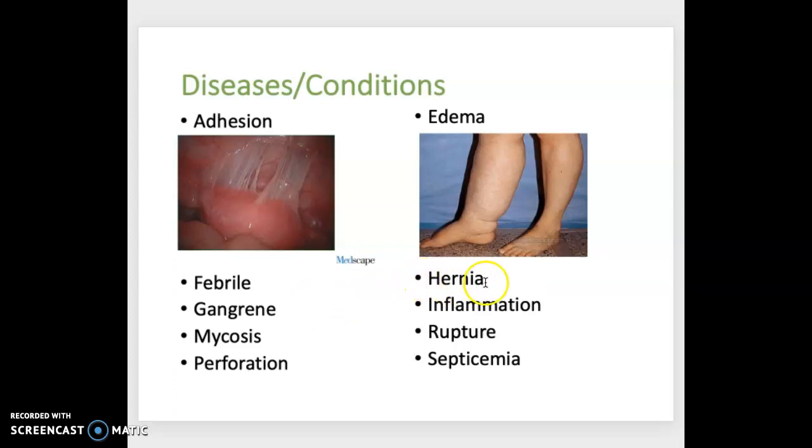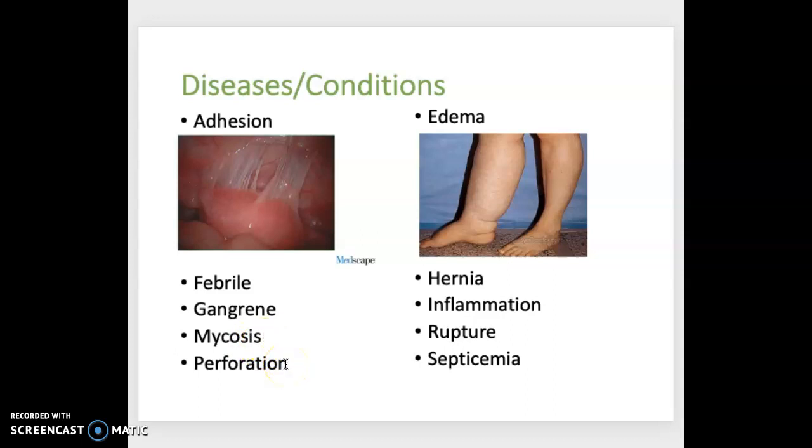A hernia is protrusion of an organ through the structure or membrane that normally contains it. Inflammation is a general body defense against injury. So it's a natural reaction to any kind of injury, like a cut or a burn. Next one is mycosis. This is a fungal infection.